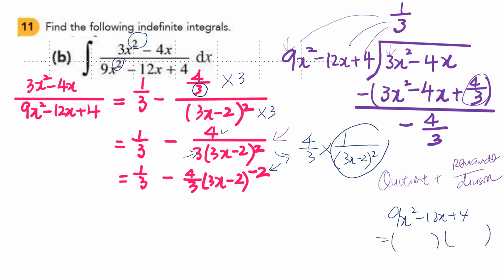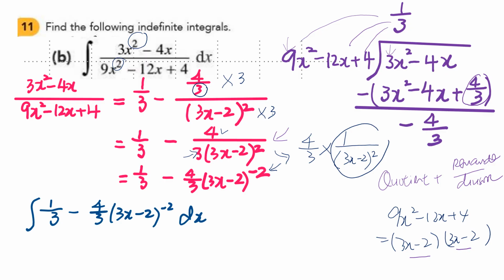Factorize it. Okay, you can use your calculator to help you get the linear factors, or if you like, you can just do the box method or whatever. Using a calculator is easier, to just help you get your linear factor. Right, so it's actually a repeated factor. All right, so now we can integrate it. So integrate 1/3, you get 1/3 x.